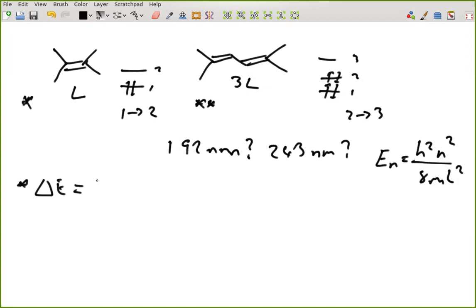So we're going to have h squared over 8mL squared, all into the higher energy. So we'll calculate it for 2 squared, which is 4. And we'll calculate again for 1 squared, which is 1. So the change in energy is that, which is going to be 3 times h squared over 8mL squared.